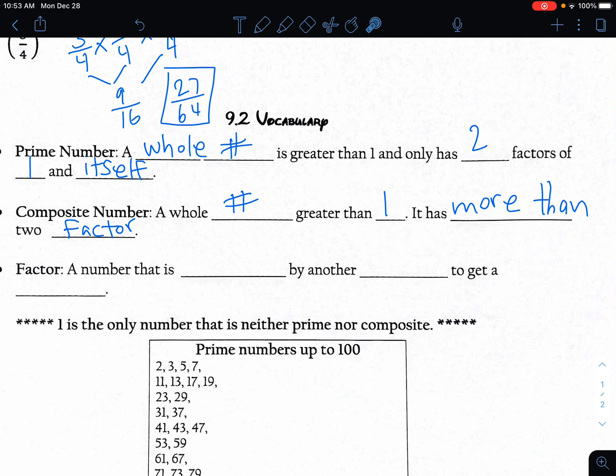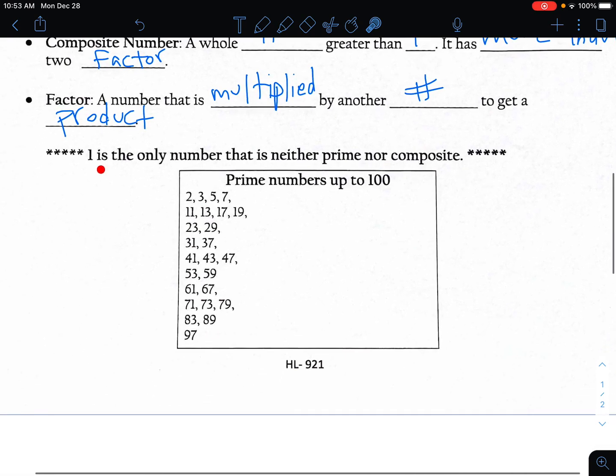Anyhow, a factor is a number that is multiplied by another number to get a product. So yeah, a factor is just a number that's multiplied by another number to get a product. So factors of 10 would be, for example, 5 and 2, or another factor pair of 10 would be 10 and 1. So anyways, 1 is the only number that is neither prime nor composite.